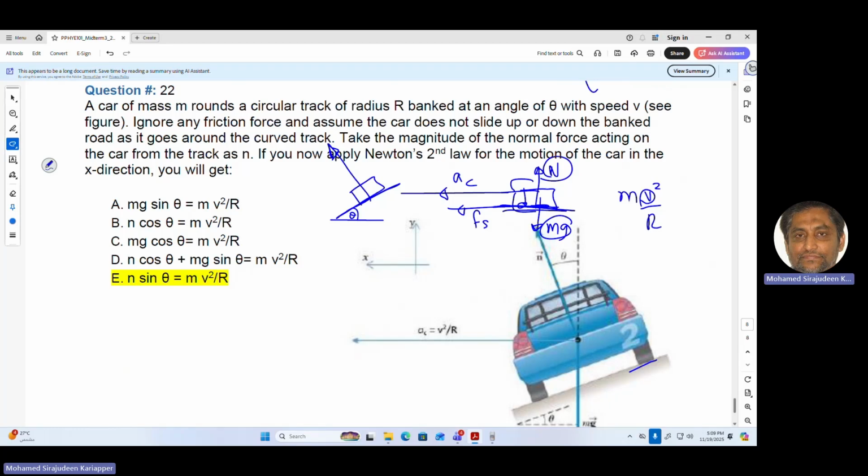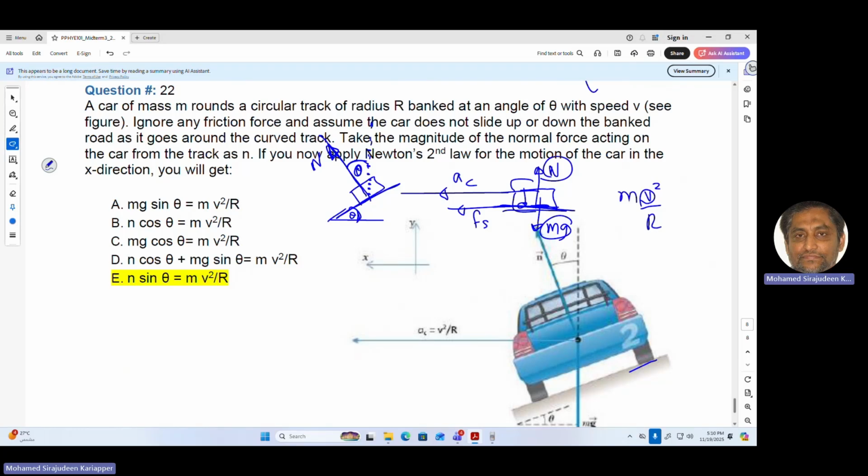You know what happens now? Before, the direction of the normal force was vertical. Now it is not vertical. It makes an angle of theta degrees. If the banking angle is theta, the normal force will also make an angle of theta with the vertical. That can be proved, but anyway, we just remember that. So if the banking angle is theta, the normal force will not be in the vertical direction. It will make an angle of theta with the vertical direction.